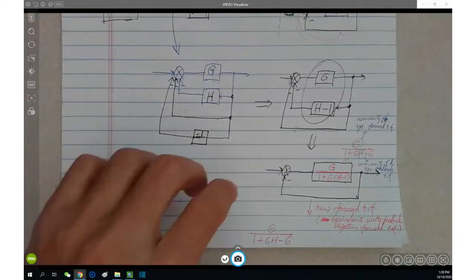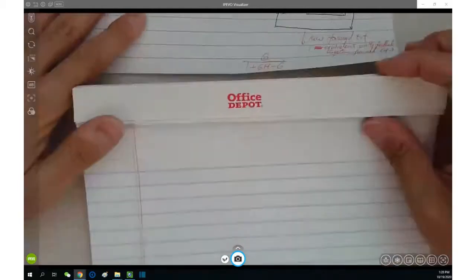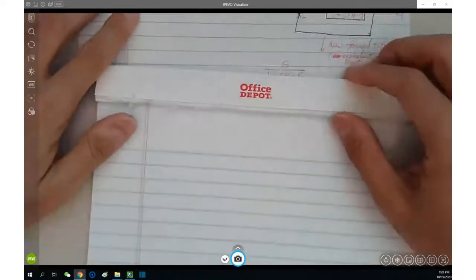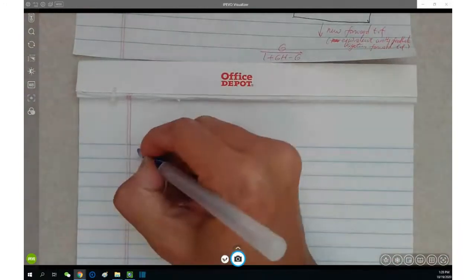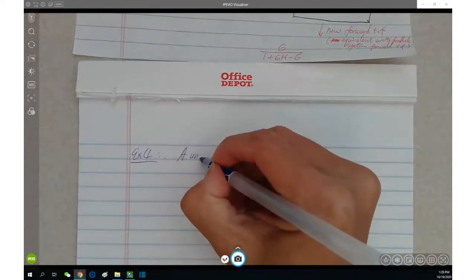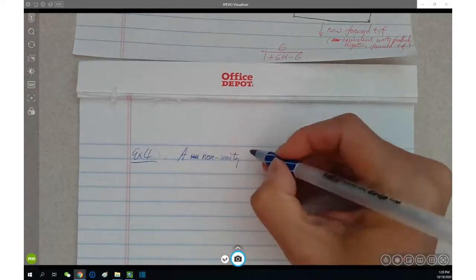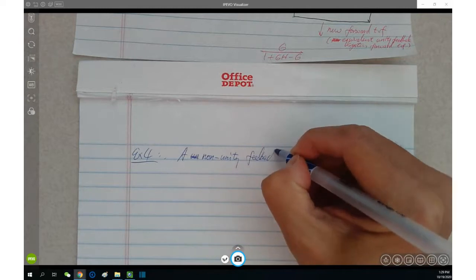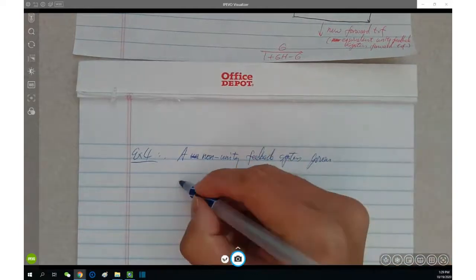All right, if this is fine, then go ahead. All right, keep this formula here, and then we apply it to conduct example 4 of this module, which is a non-unity feedback system. It is given as this block diagram.